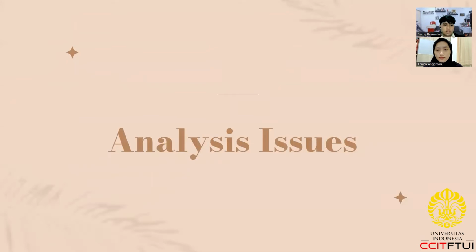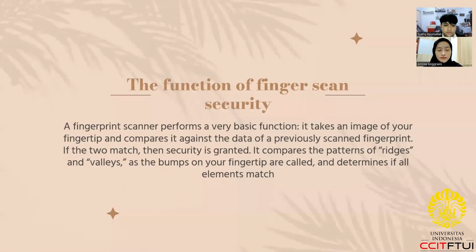And now is the analysis issue. The function of finger scan security. A finger scanner performs a very basic function. It takes an image of your fingertip and compares it against the data of previously scanned fingerprints. If the two match, access is granted. It compares the pattern of ridges and valleys, as the bumps of your fingertip are called, and determines if all elements match.